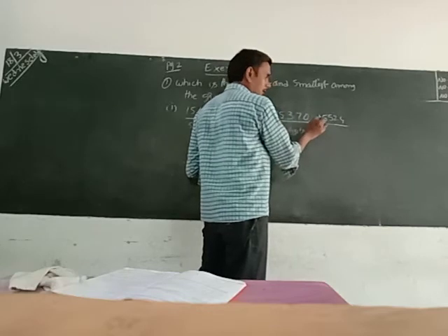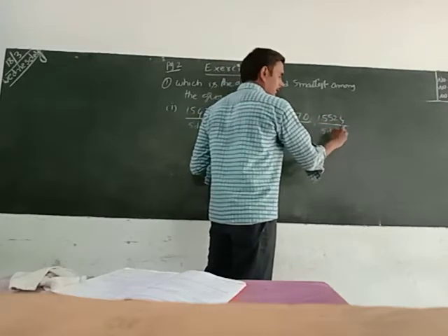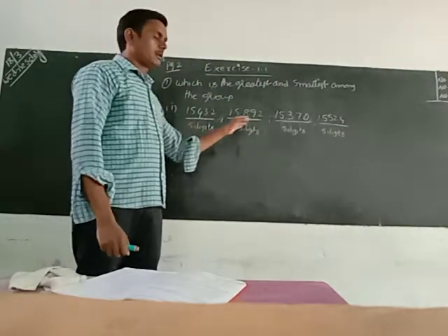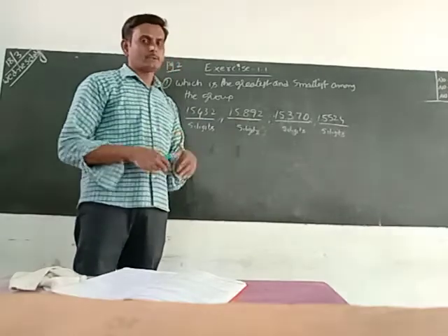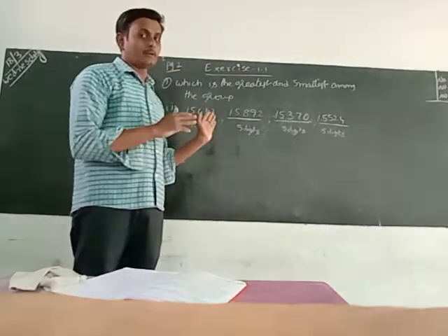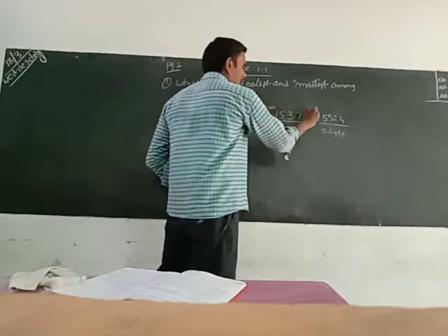How many digits are here? 1, 2, 3, 4, 5. Here also we have 5 digits. Now all numbers have an equal number of digits. Equal number of digits means what can we do? Compare each number from the left side onwards.